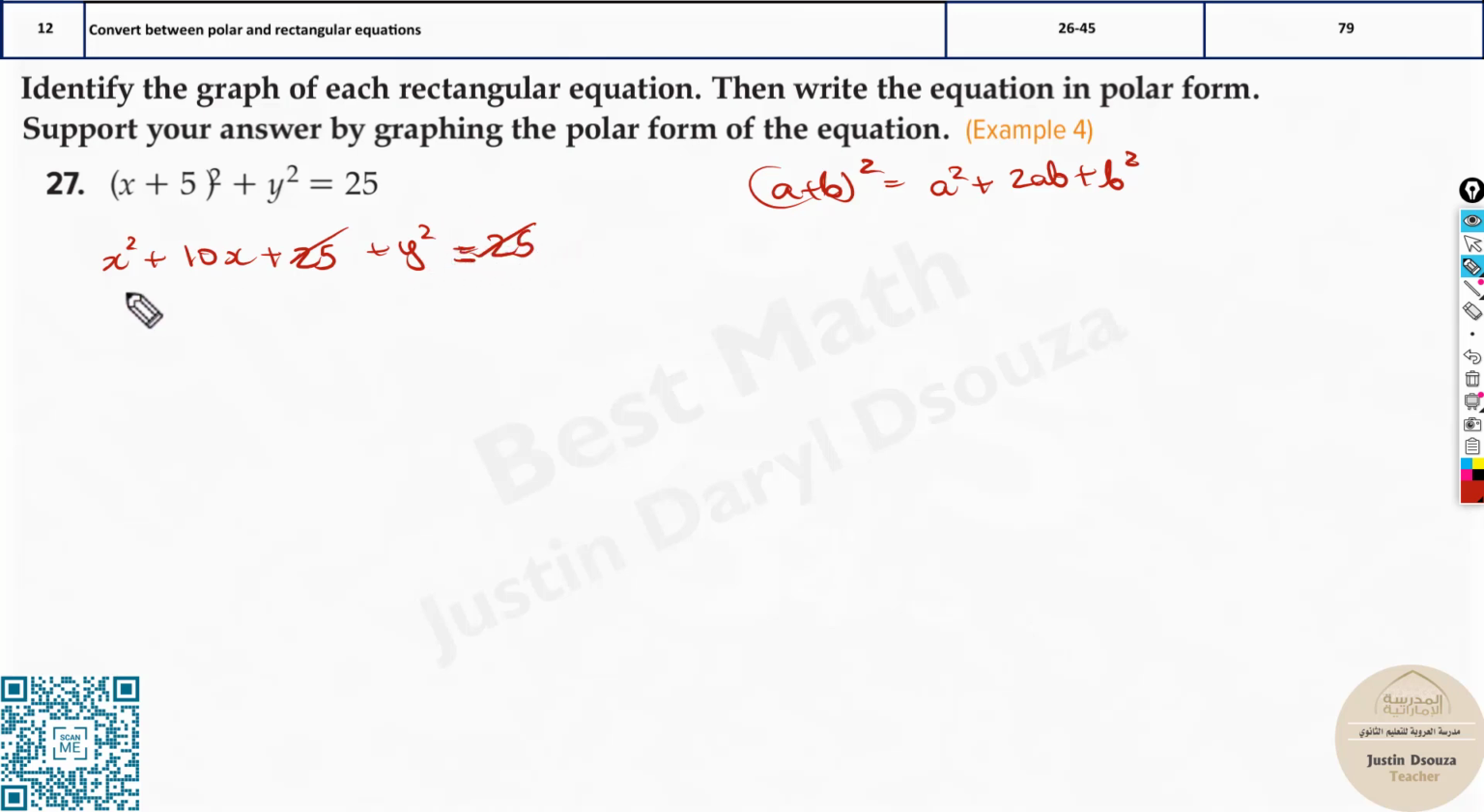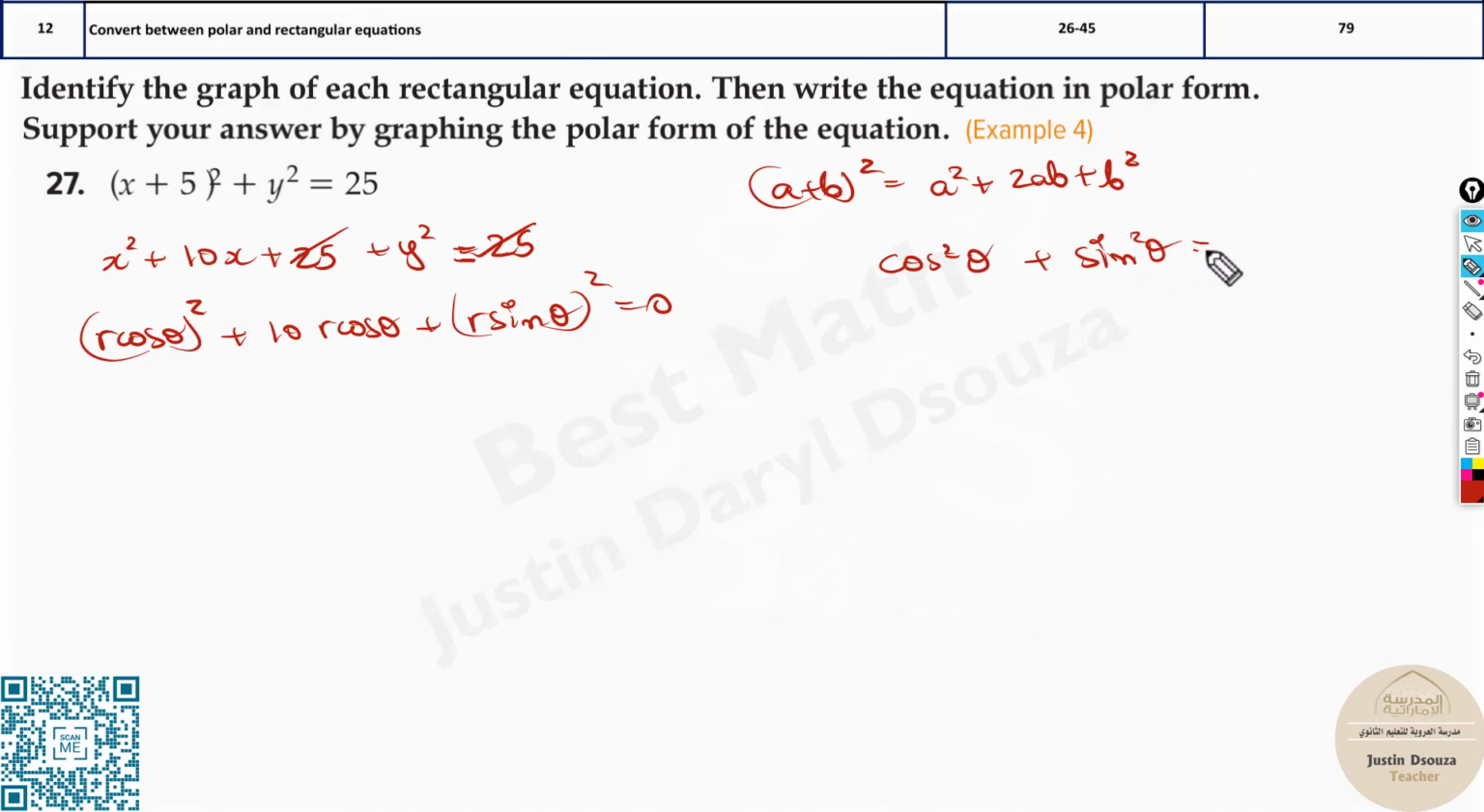It's 0 here. But what is x? x is (r cosine theta) the whole squared, plus 10 into r cosine theta, plus y, which is (r sine theta) the whole squared over here as well, is equal to 0. Now you must remember from the unit circle, we know that cosine squared theta plus sine squared theta equals 1. This is very important to remember. Now, when we square it, it's multiplied, right? Just square both of them individually.